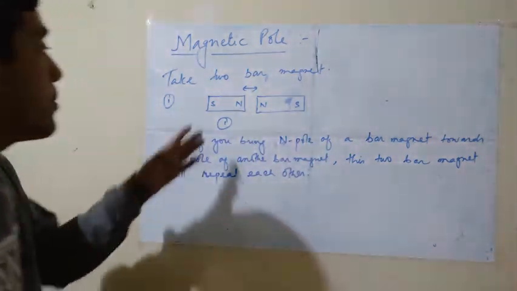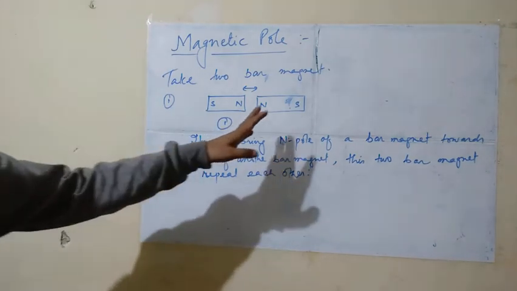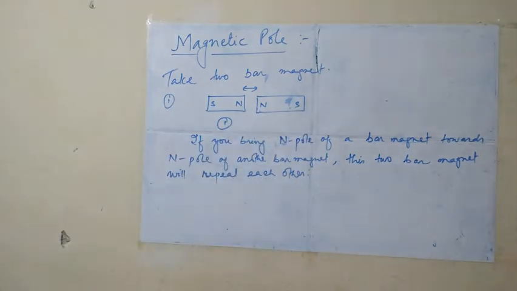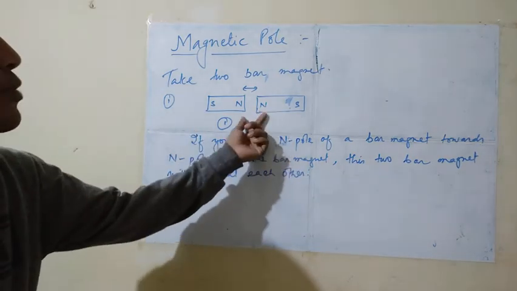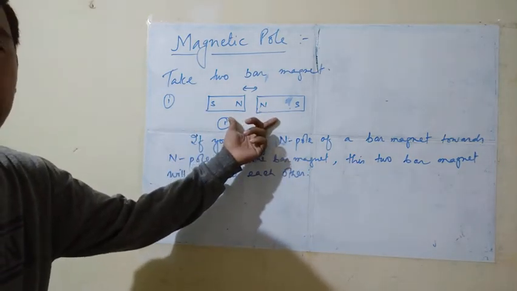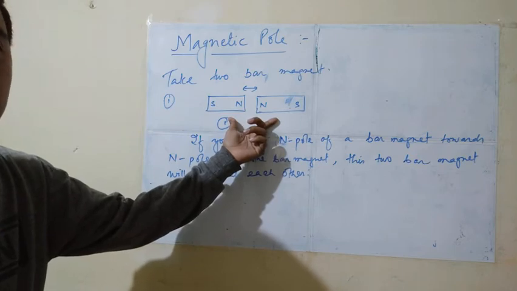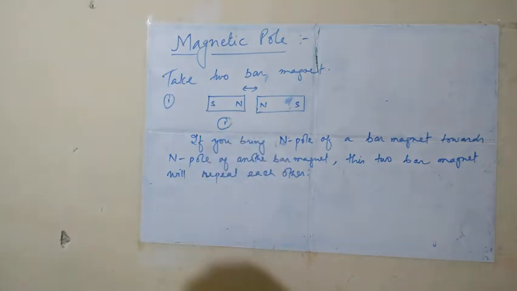Right? When we bring the north pole of a bar magnet towards the north pole of another bar magnet, then what will happen? These two bar magnets will repel each other. It cannot be attract, right? Never. Okay. Now, next, number 2.